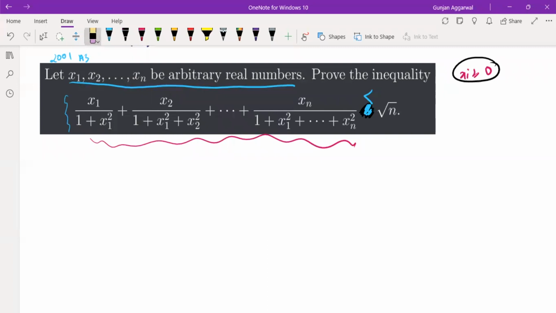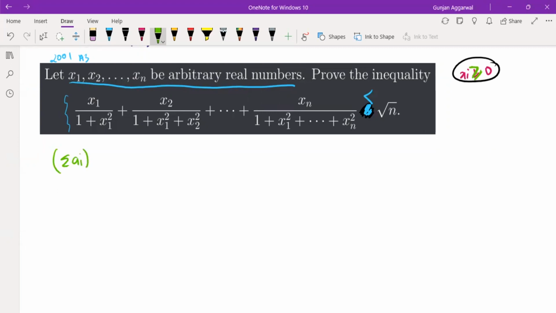Oh, wait, can you repeat? Just make it positive because it doesn't affect. Yeah, that is what I'm saying. So the xi's are positive. Yeah, that was what I was saying. Okay, also try proving this.